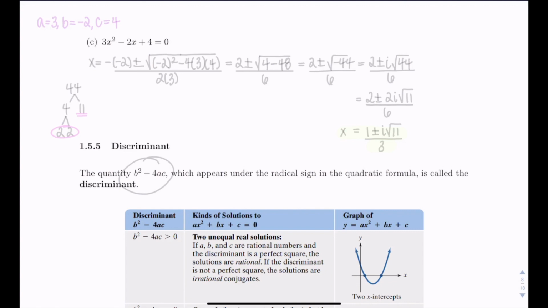Alright, so let's go ahead and try this one. Let's label our variables. We have A is 3, B is -2, and C is 4. So we have x equals -2 plus or minus the square root of -2 squared minus 4 times 3 times 4. And this whole thing is all over 2 times 3.